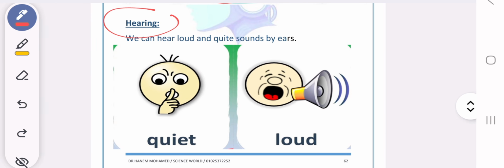Now we will talk about the last sense, which is hearing. Of course, we can hear by our ears. We can hear quiet and loud sounds. Teacher, what about sight? We explained it in lesson 5. And we said we can use many tools to see, like binoculars, telescope, microscope. So please watch lesson 5 for sight.